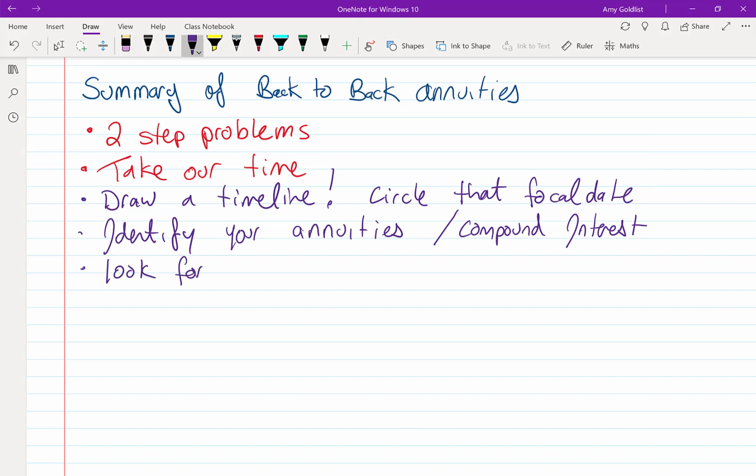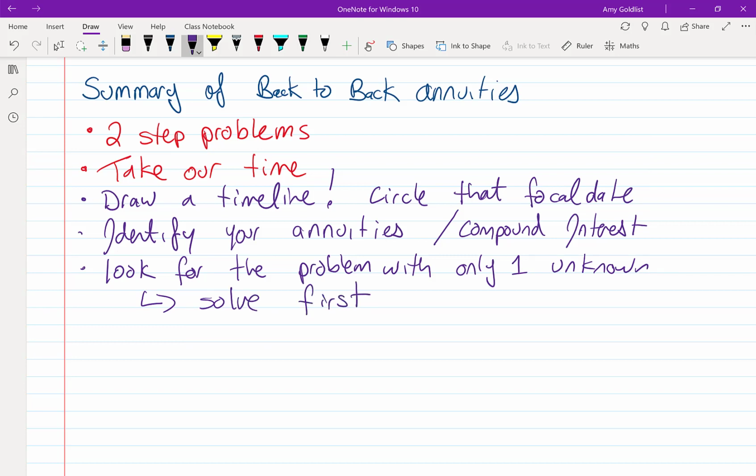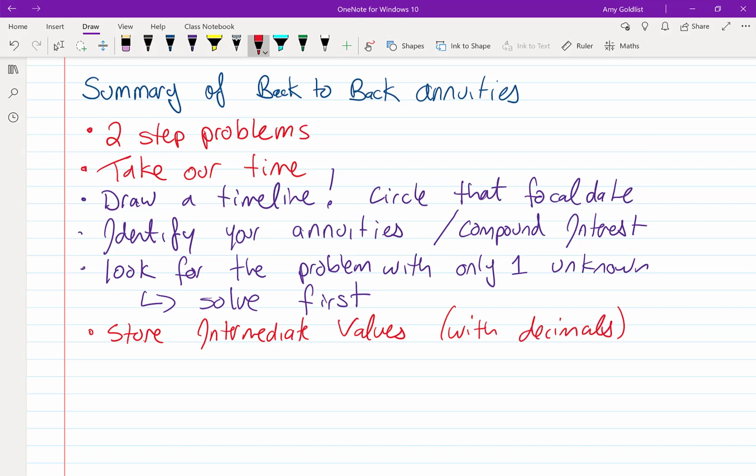So we look for the problem with only one unknown. And that's the one we're going to solve first. If we have something with two unknowns, then we should solve that one second because we won't be able to do it. An important point, we're going to store those intermediate values with their decimals because we keep those. Unless we're taking money out and putting it in a different bank, we can carry all those decimals with us.